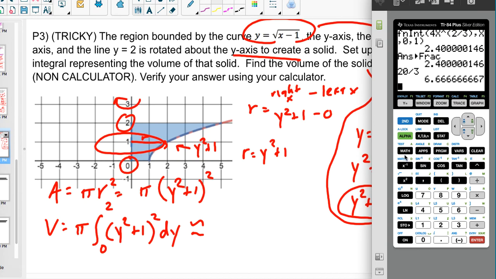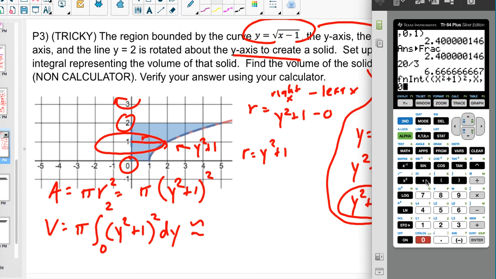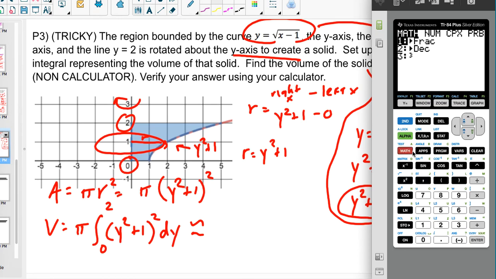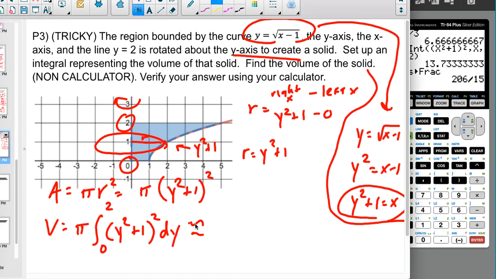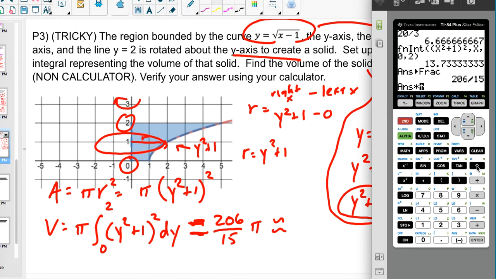So we've seen that already, so we do math 9, right? Integrate without the pi, just don't forget that the pi's there. So it's going to be x squared plus 1 quantity squared, comma, with respect to x from 0 to 2, right? And then I math frac, right? So math frac, I get 206 over 15, and I have to remember the pi. So I don't even have to approximate then. This is 206 over 15 with a pi, or approximately, and you can fix this by just hitting times pi.